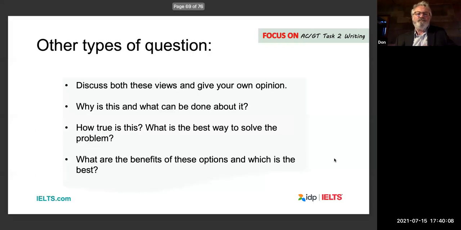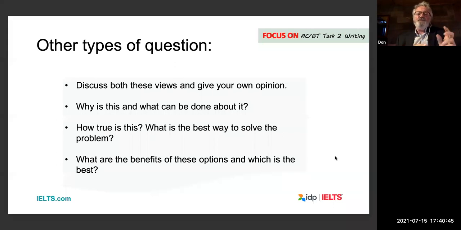Let's move on. There are different types of question in task 2 writing, and it's important that you understand which type of question you are being asked. And this simply means that you read the question carefully. Sometimes you have to discuss 2 views and give your own opinion. In other words, there are 3 parts to the question. Sometimes you are asked, why is this? And what can be done about this? Why is there this problem? What are the solutions?